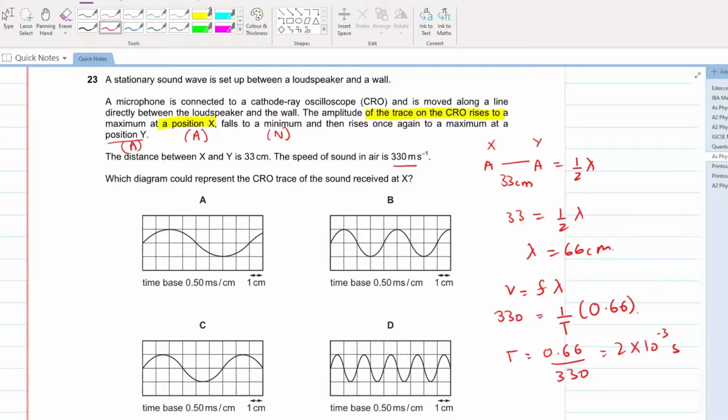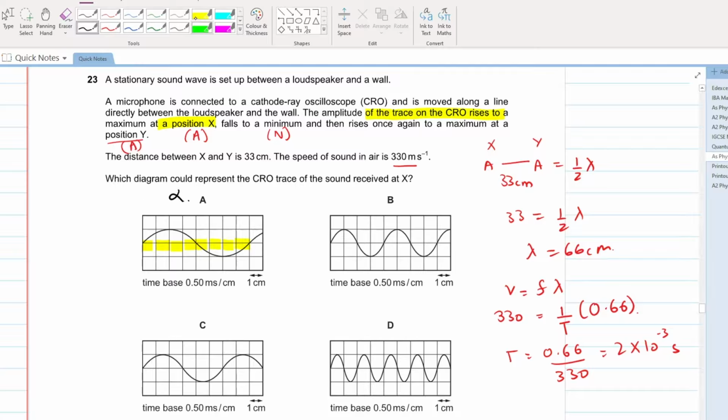Let's examine option A. This is 0.5 seconds, 0.5 seconds, 1 second, 1.5, 2, 2.5, 3 seconds, 3.5, and 4 seconds. No, this cannot be your answer.